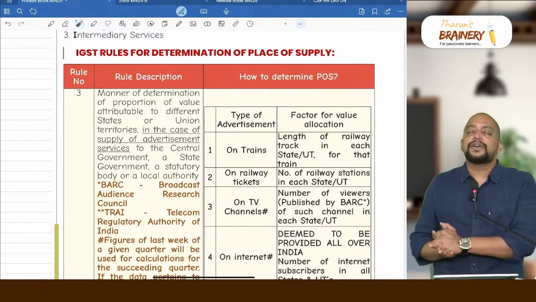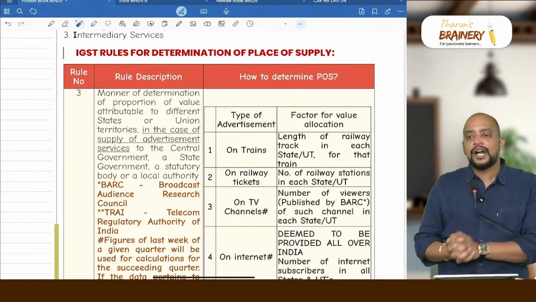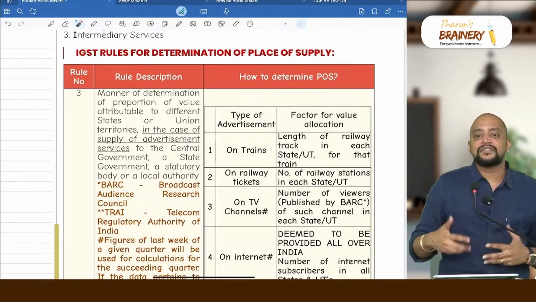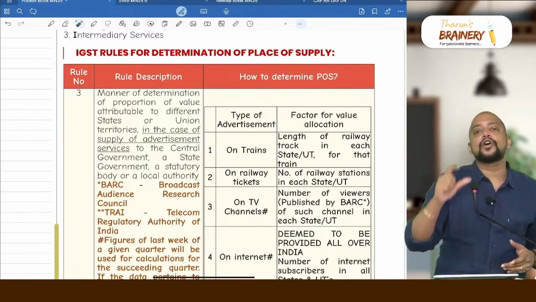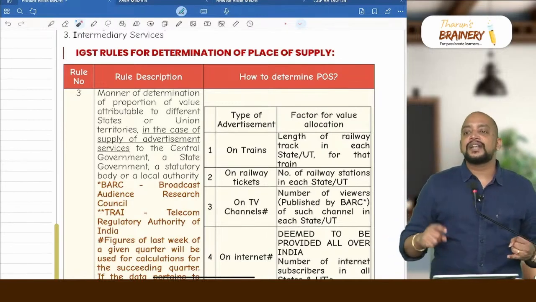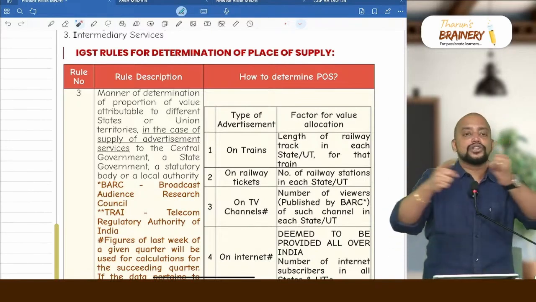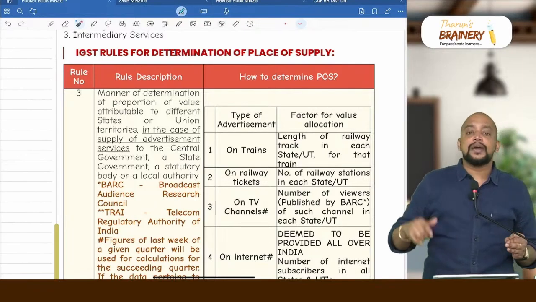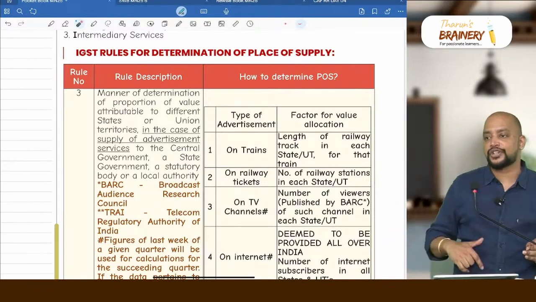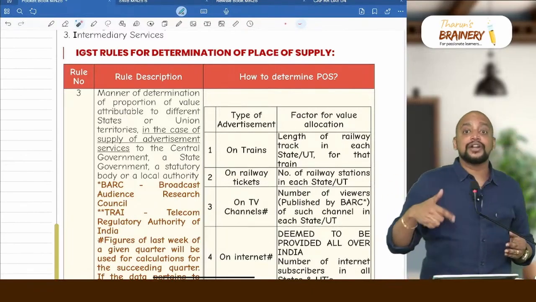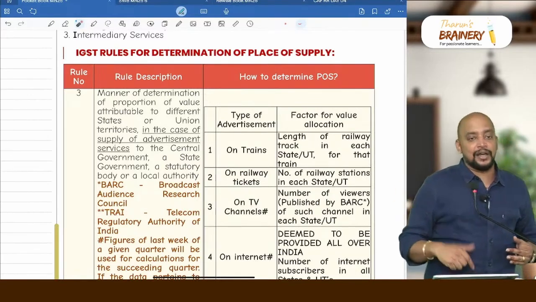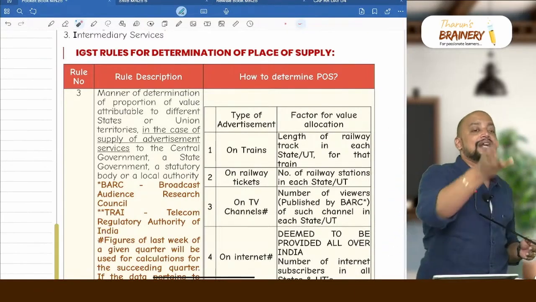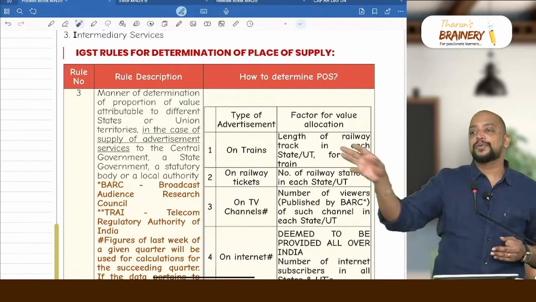For example, first one, rule 3, advertisement services to government. In case of advertisement services to government, the place of supply will be each state where the advertisement is provided. But what if there is a single contract price? Suppose if the advertisement is on the train, then we need to see length of track as a base of apportionment. If the advertisement is on the train tickets, then we need to see number of stations in each state as a base of apportionment. Suppose if the advertisement is on television, now you see viewership data, who will publish? BARC, Broadcast Audience Research Council. When will they publish? Last quarter, last week data should be taken for the purpose of apportionment.